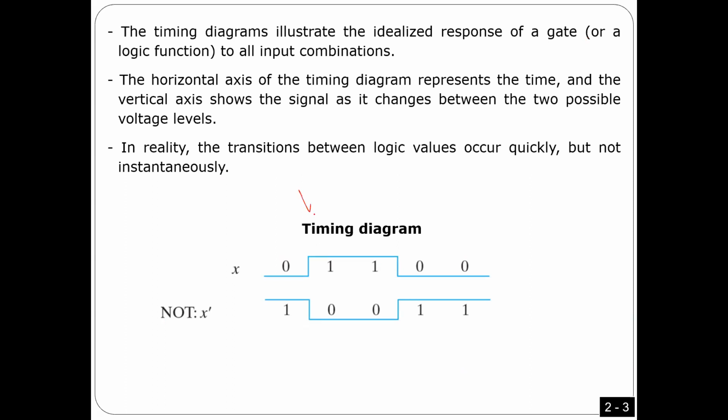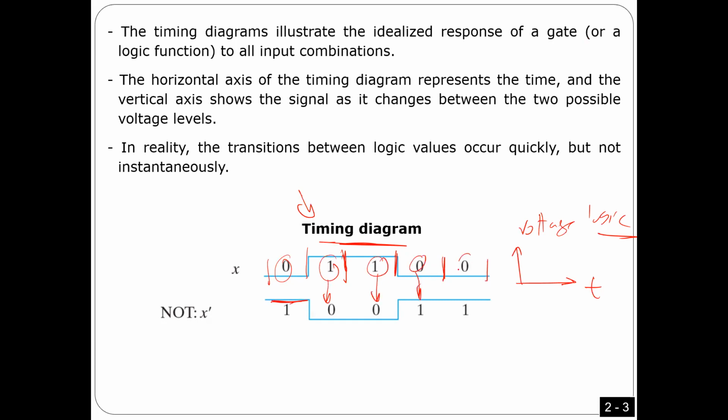Also, we have something we call timing diagram. In the timing diagram, as I told you, this is the time, and this is the voltage, or the logic. So here this is logic 0, and then for some time logic 1, for some time logic 0, and so on. When the input is logic 0, I get logic 1. When the input is 1, I get 0. When it is 0, I get 1.